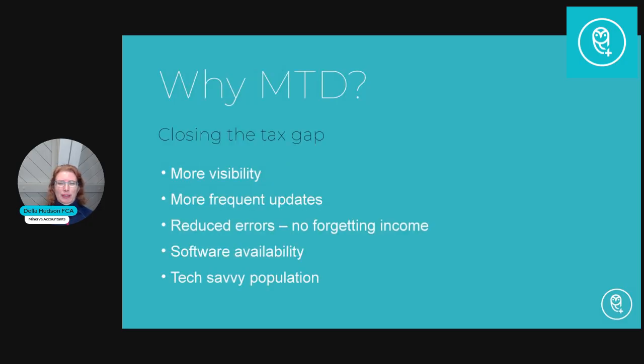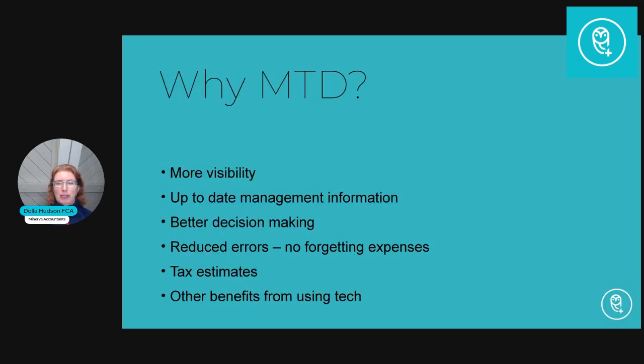So why are we doing it? It's a pain in the backside, but the argument from HMRC is that it will close the tax gap. Now, even if you don't agree with their calculations on how big the tax gap is, I think we all know that there is a tax gap. So the benefit to MTD is they will have more visibility, they'll have more frequent updates, they'll have reduced errors because people won't forget their income. They can do it now because there's software available, and we've generally got a tech-savvy population. You might have the odd client who can't, but generally we are all tech-savvy. We all have smartphones, things like that.